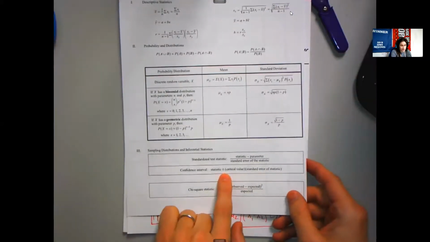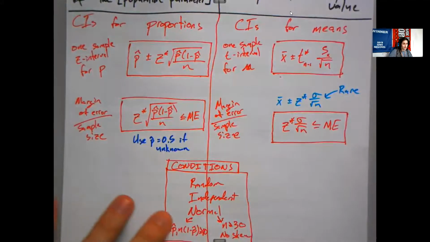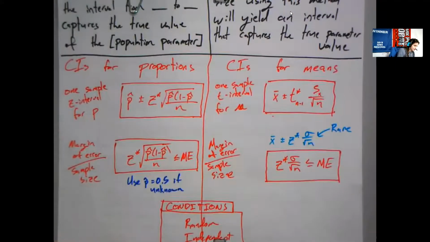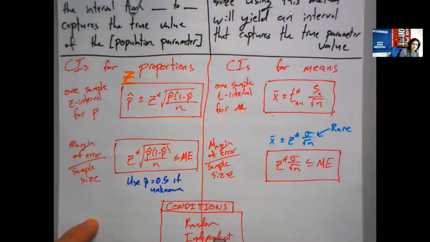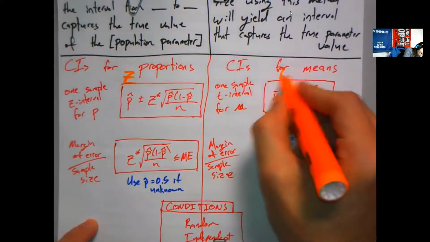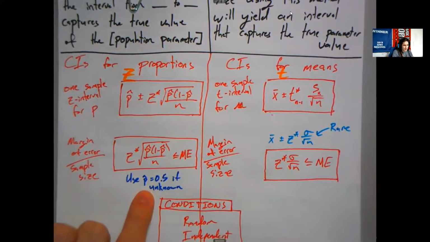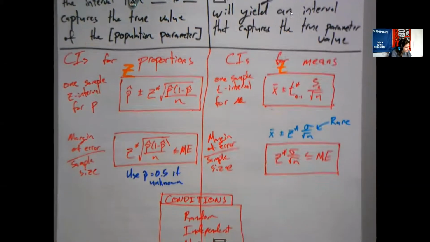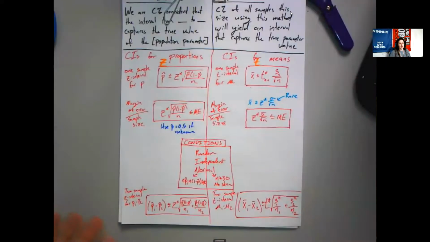Here's the formula for the confidence interval. If you forgot it: statistic plus or minus critical value times standard error of statistic. If you didn't notice, proportions, that's z stuff. Means, that's t stuff. That's one important thing to remember. That's a thing that gets confused a lot. What else do I have? Use p hat as 0.5 if unknown. That's about it, though.